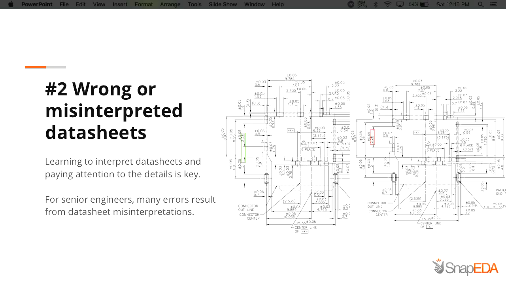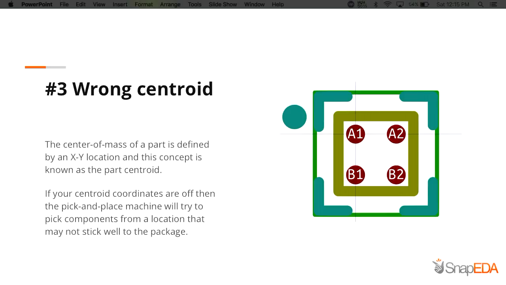So for example, in here, the correct interpretation is on the image on the left, so that one. So what do I recommend for this? Well, just always try to keep an eye on the data sheet all the time for every single dimension. And so then we have the wrong centroid.